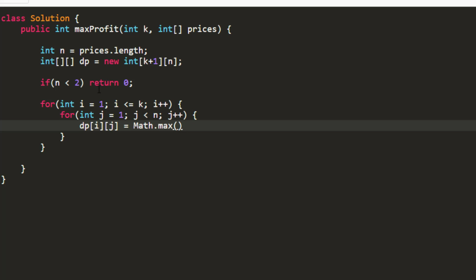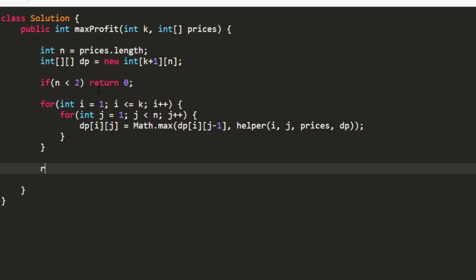The no transaction value would be the previous value, which is DP of i and j minus 1. And the current transaction value is going to be something. For that, we will be writing another method. So let's take a helper wherein I will be passing the current i value, j value, the prices array and the DP array. After I have this, finally my result is going to be in the right bottom cell, which is dp of k and n minus 1.